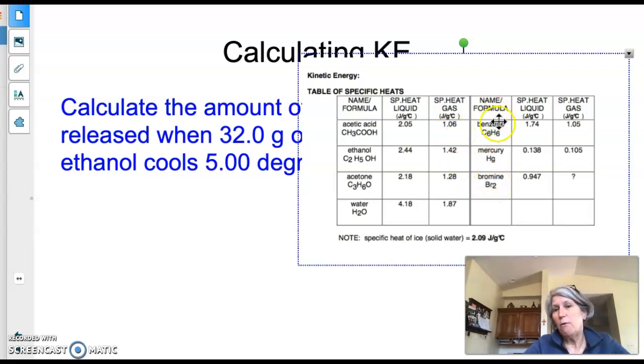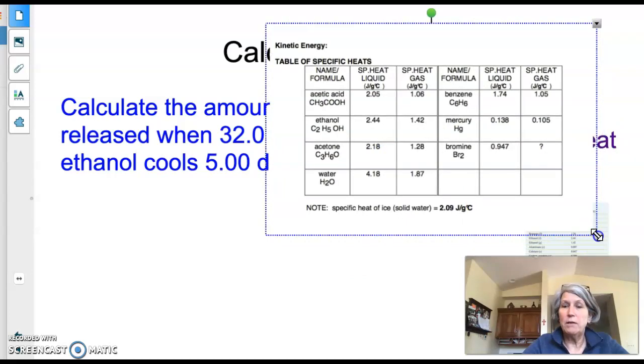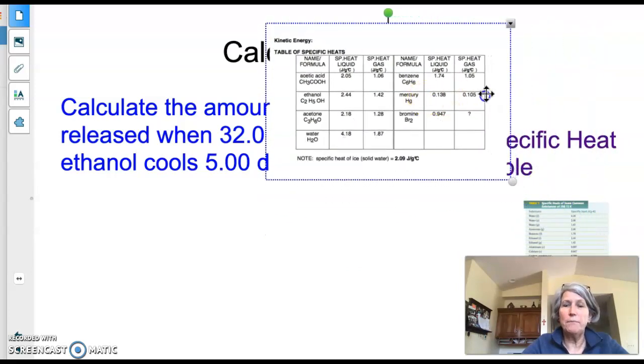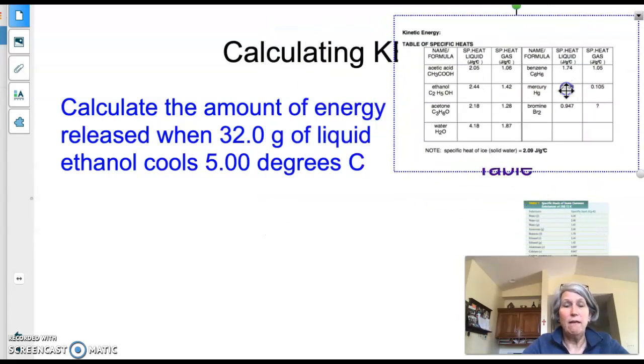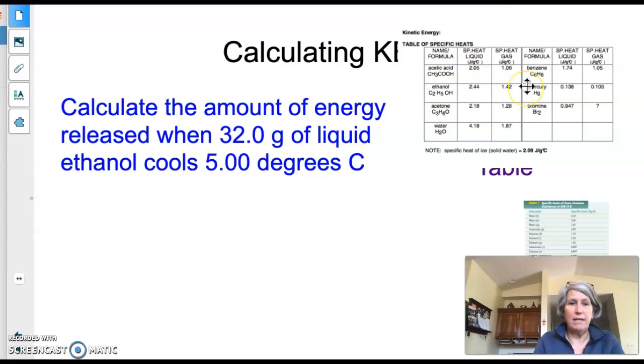And then here I've got some more formulas and I've got some more specific heats. Notice that I've got ice, which is solid water, with this specific heat here. So you might see some of that on the worksheet. Notice also the unit for specific heat is joules per gram degree C. So what I'm going to do now is show you how I would solve this problem using this information. And you should be looking at your page 2 for the specific heats.